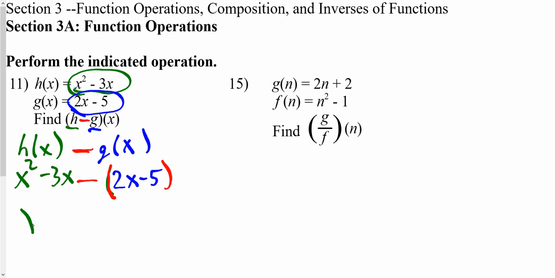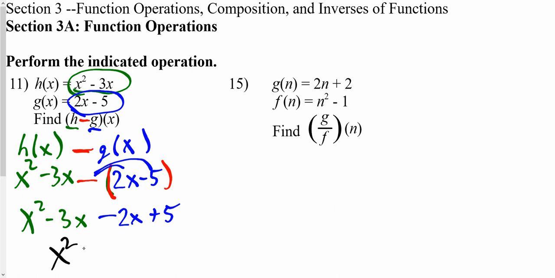So we can just bring down the green. Then we have to remember to distribute through that red subtraction sign into our parentheses, and we get this. And then we can go ahead and combine together any like terms that we have. The only like terms we have are the negative 3x and our negative 2x. So negative 3x with another negative 2x is negative 5 of the x's with a plus 5.